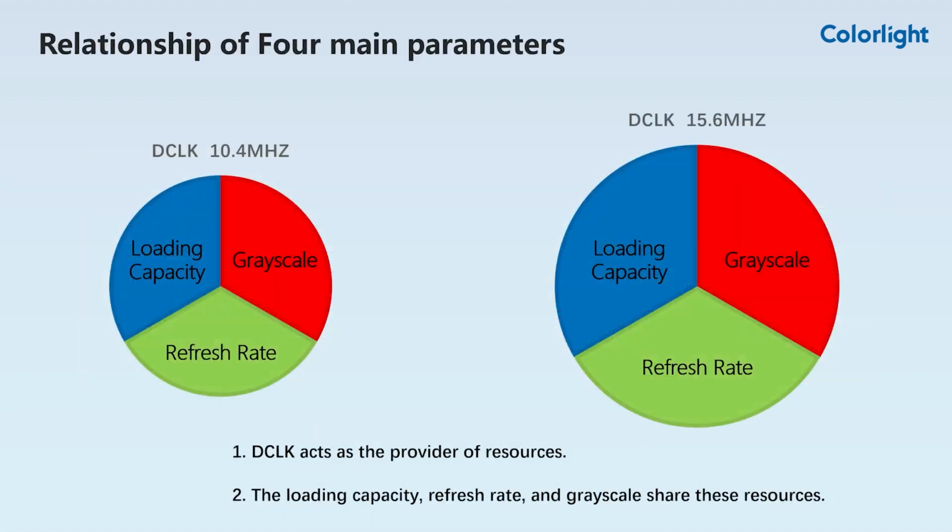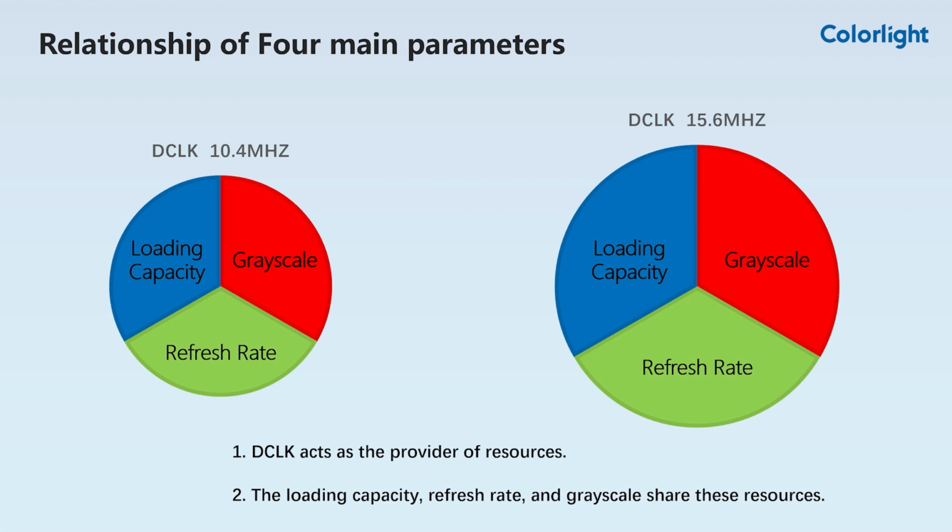Our ultimate goal in adjusting the parameters is to ensure that the LED screen can work properly and stably. For normal chips, the 4 main parameters are loading capacity of the cabinet, refresh rate, grayscale, and DCLK. It can be easily understood as follows. 1. DCLK acts as the provider of resources. The larger the DCLK value, the more resources it provides.